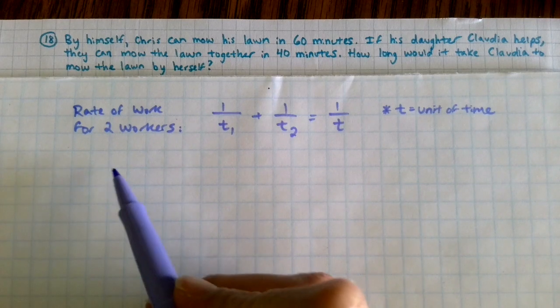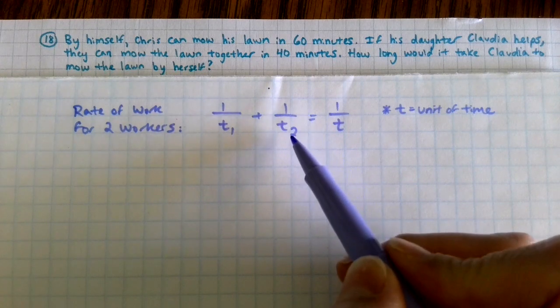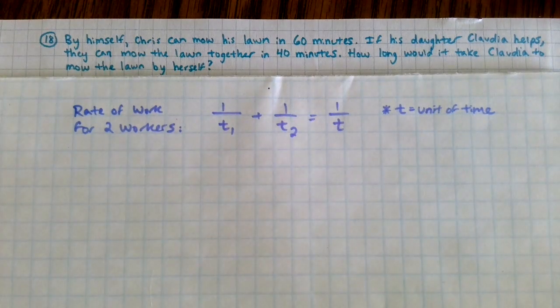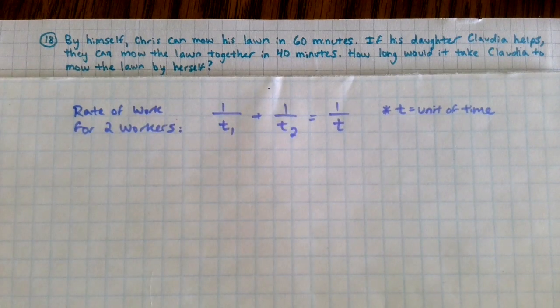The rate of work for two workers is 1 over t sub 1 plus 1 over t sub 2 equals 1 over t, where t is some unit of time. Make sure that whatever that unit is, it's consistent all the way across. In this problem, we're dealing with minutes. It's all set up to where everything's in minutes, which is great.